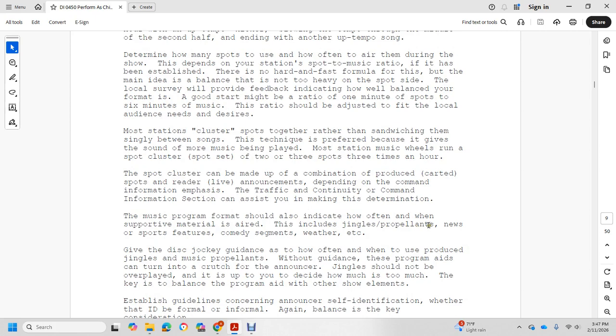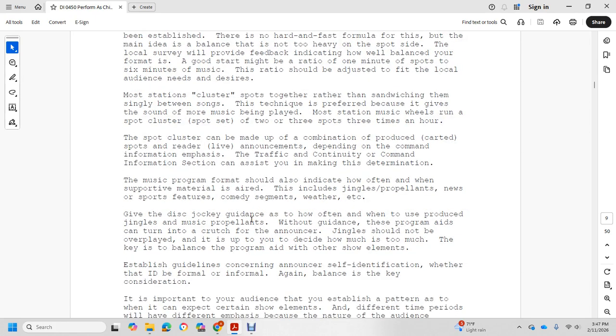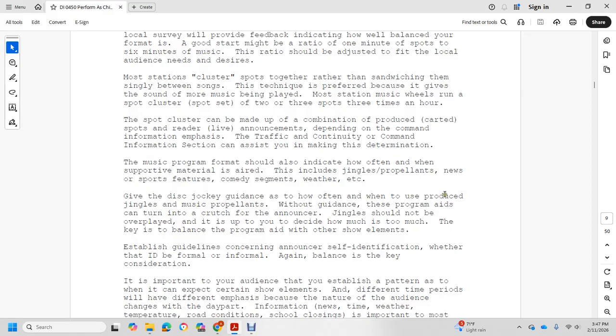This includes the jingles, propellants, news and sports features, comedy segments, weather, etc. Give the disc jockey guidance on how often and when to use the produced jingles and music propellants. Jingles should not be overplayed. It's up to you to decide how much is too much, and the key is balance over the program hour.